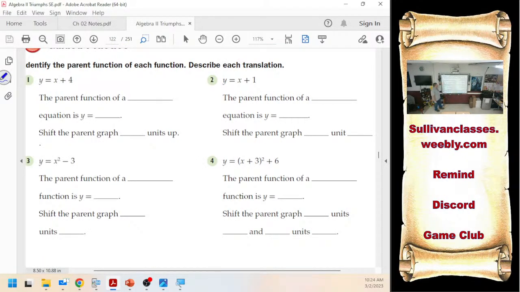All right, 2. Does it got a squared or not? No. So is it a line or a quadratic? No. Okay.